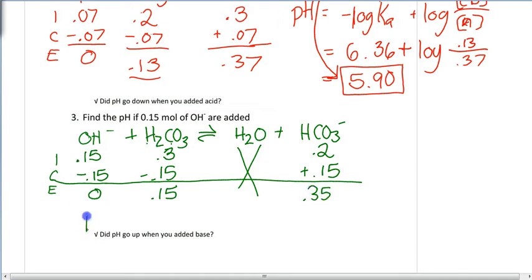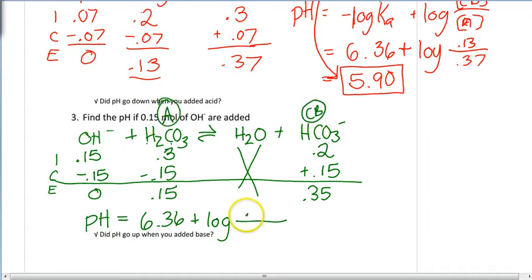Then again, we'll just plug that into our Henderson-Hasselbalch equation. Who knew that was going to be so useful? Plus the log of the conjugate base, which was this one, over our acid. So it'll be 0.35 over 0.15. So that'll be 6.36.